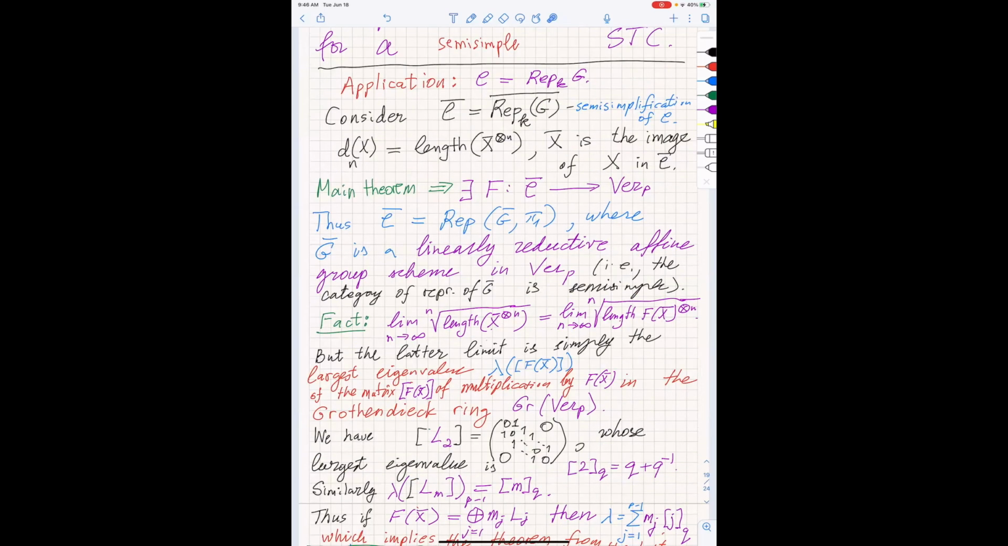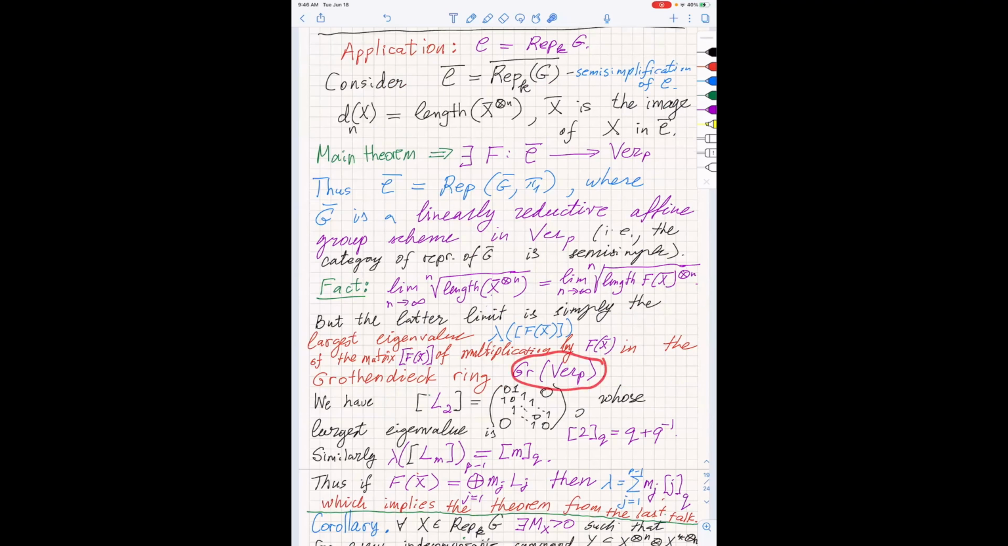But now we are down to computing this limit. This is a much simpler problem, because that's a computation in our category Ver_p, which has finitely many simple objects. And in this case, this number is just the Frobenius-Perron dimension of this object f of x bar, which is the largest eigenvalue of the matrix of multiplication by f of x bar on the Grothendieck ring of this category.